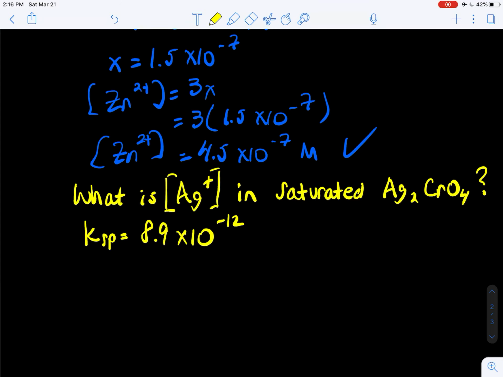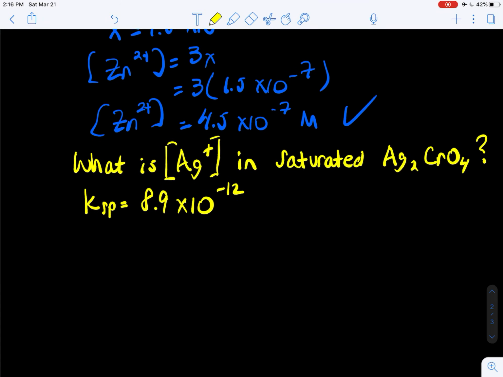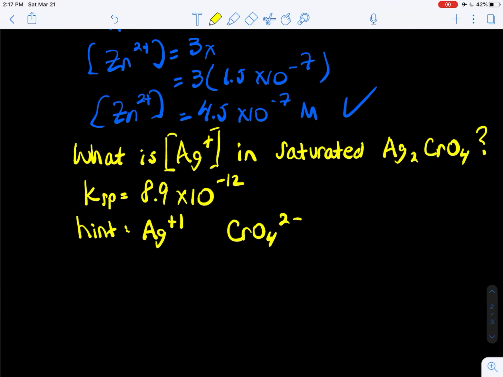So you don't have to look that up. And I just want to give you a couple of hints. Silver is a +1 ion that's in the transition metals, and chromate is a -2 ion. This will help you balance the equilibrium, okay? So I want to know what is the Ag plus, okay? And that's going to be in units of moles per liter or molarity.